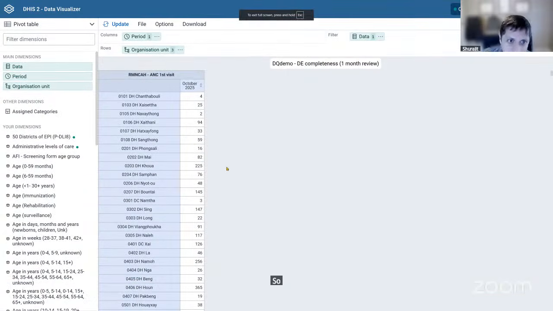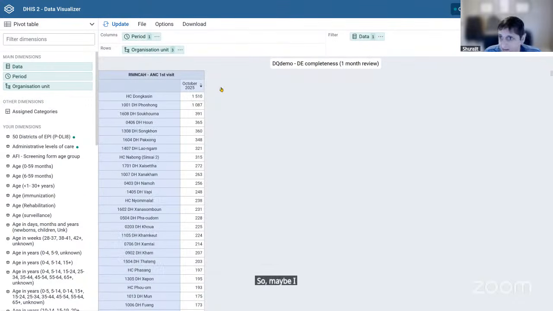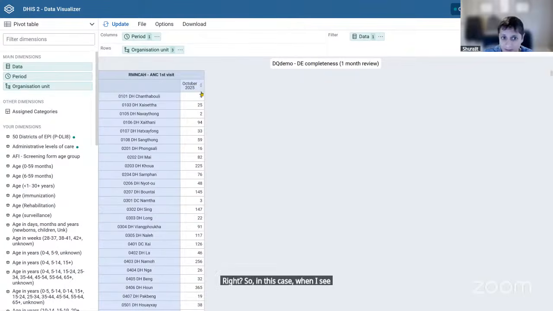So all I've done here is basically make a pivot table for the previous month. In this case, it's for ANC first visit. We could also look at malaria confirmed cases. But here, if I sort this, everything has a value. So maybe I want to take this and look at that malaria confirmed cases value instead, right? So in this case, when I see every location, because there are no blanks, this means that every facility has submitted a value for ANC1, okay? And so for this month, we should have 100% completeness essentially, because every facility has submitted a value, right?